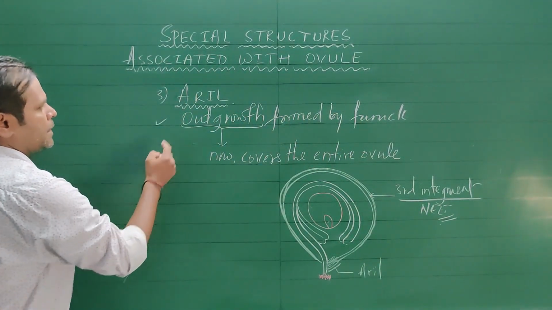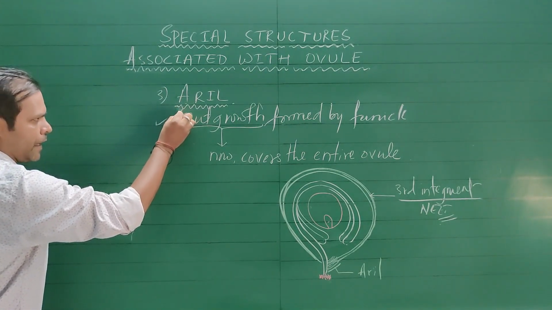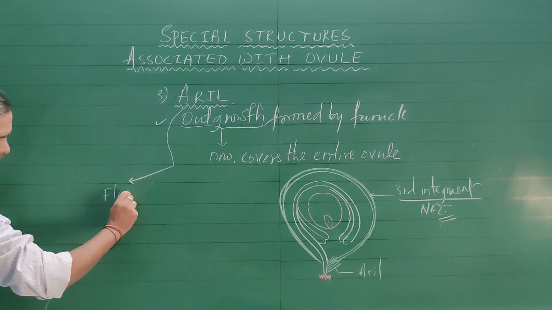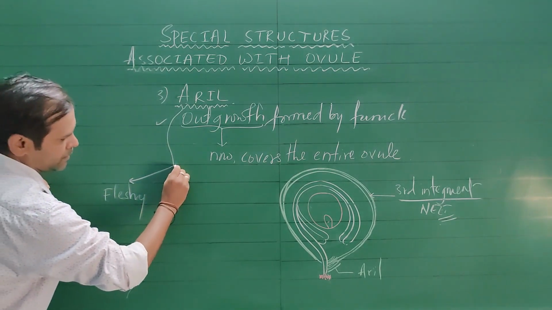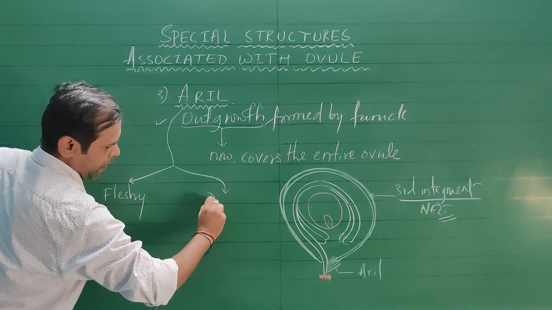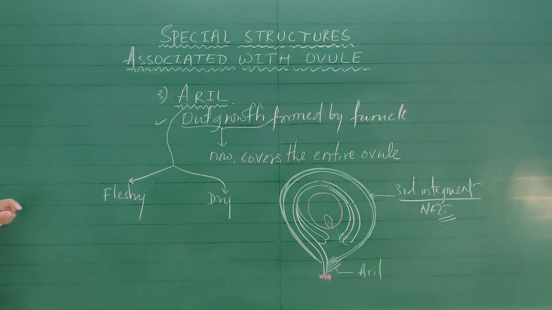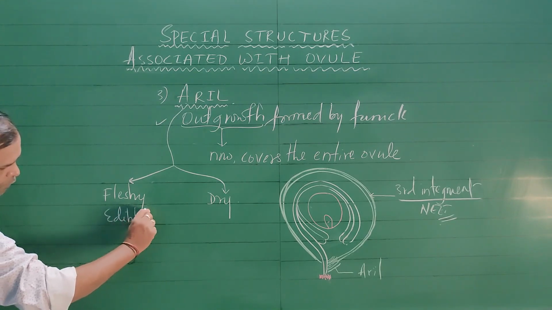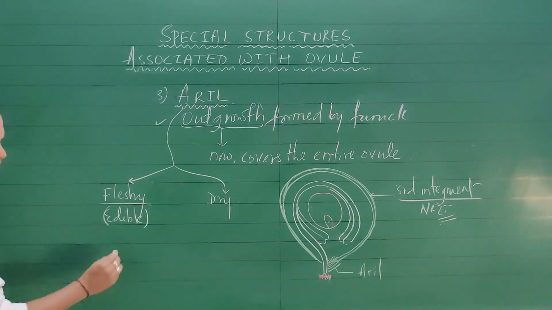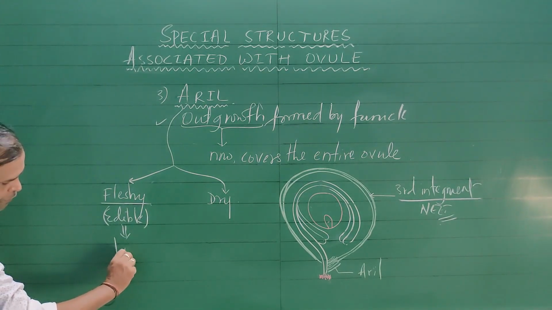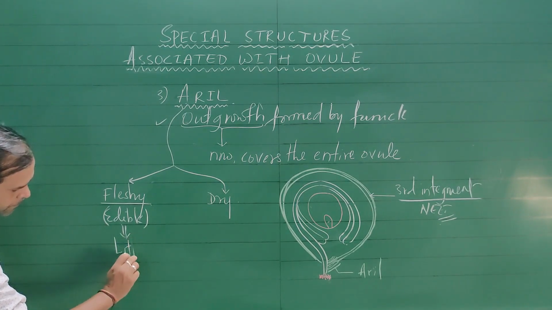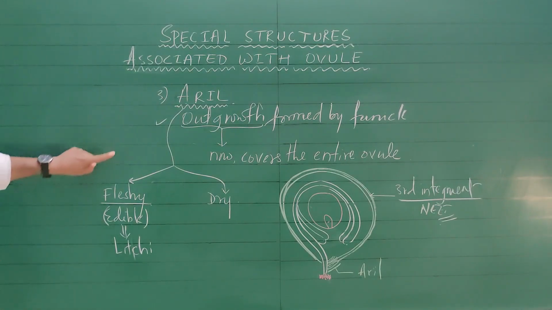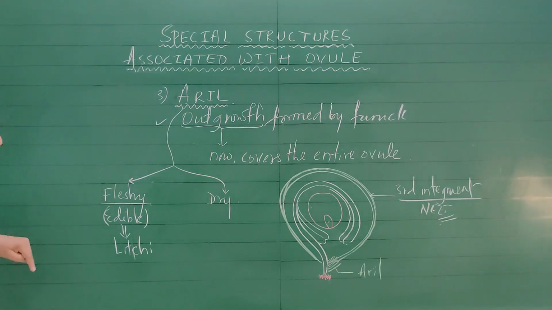Now, this aril, in some plants, it is fleshy, and in some plants, it is dry. When I say fleshy, it is edible. We can eat it raw. The best example for this is lychee. In lychee plant, the aril is fleshy.